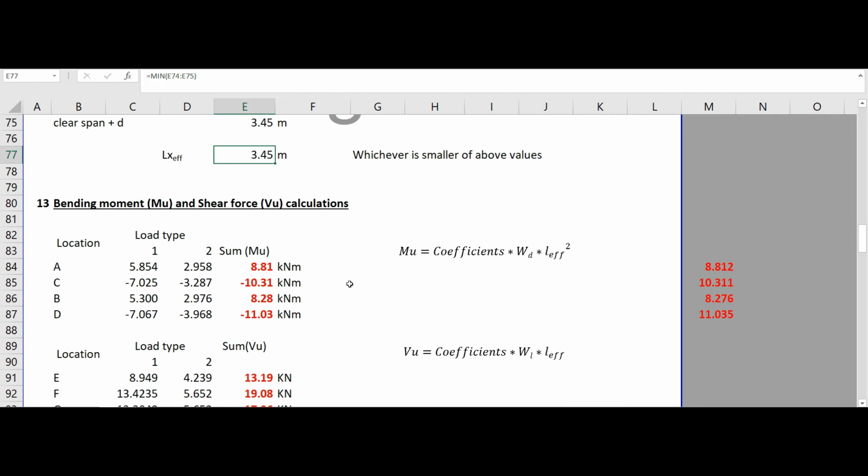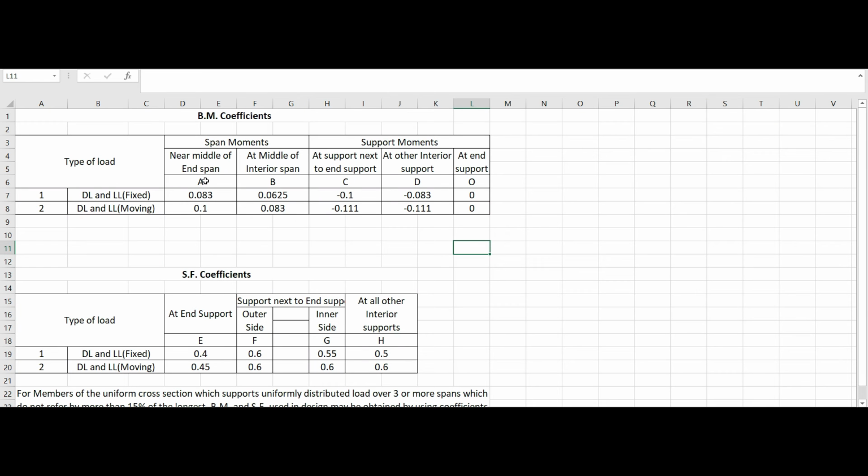Our next step is to calculate the bending moment and shear force at the respective locations of the slab. I have denoted various locations of the slab. Here A denotes the middle of the end span, B denotes the middle of the interior span, C denotes the support next to end support, and D denotes the other interior supports. These tables are taken from table number 12 and 13 of IS 456-2000.